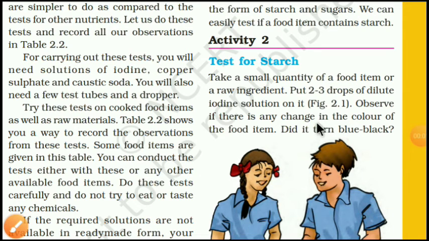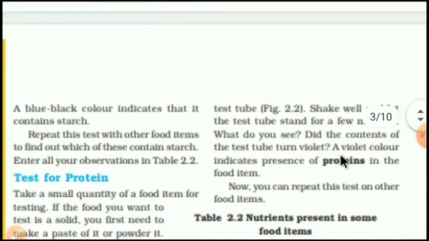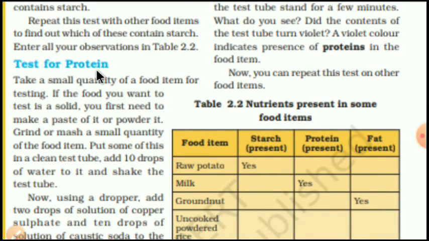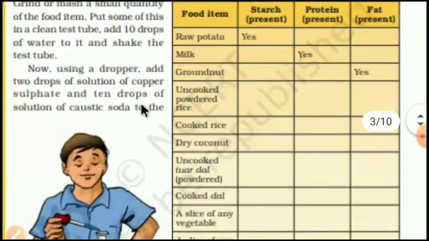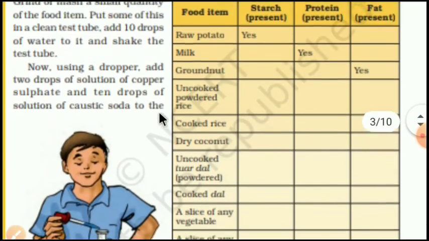So students, in this second part, we discussed the test for starch, in which we take a small quantity of a food item or raw ingredient and put 2 to 3 drops of dilute iodine solution, and if the color changes to blue-black, then we can say the particular food item contains starch. The second activity was the test for protein that we conducted in this part. In the next part, we will discuss the test for fats, and then we will fill this table.